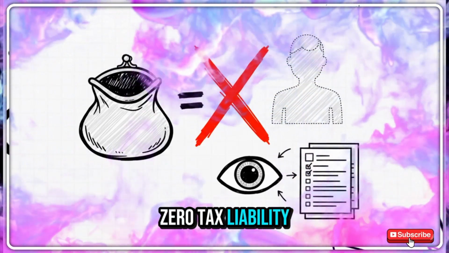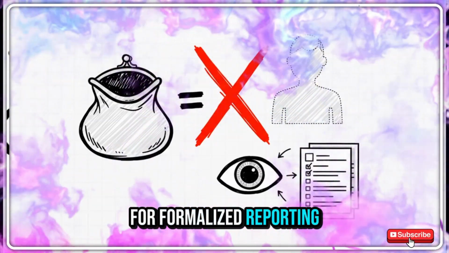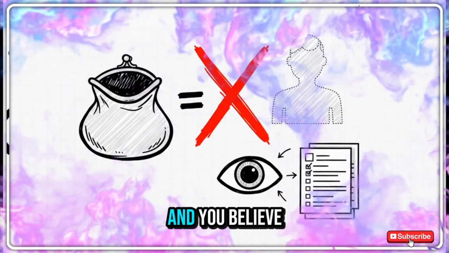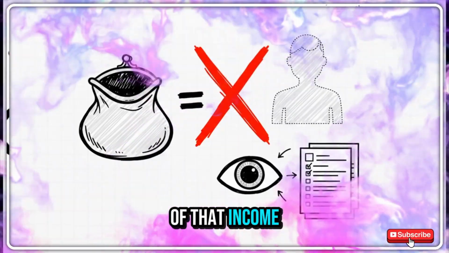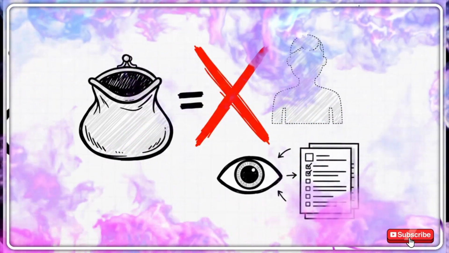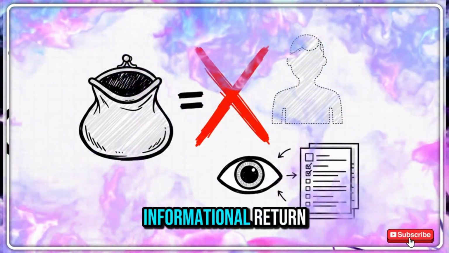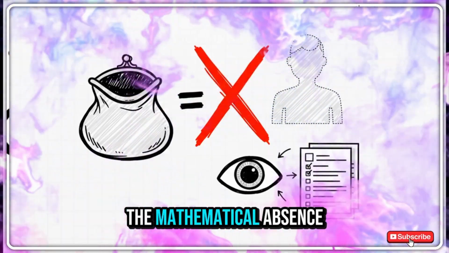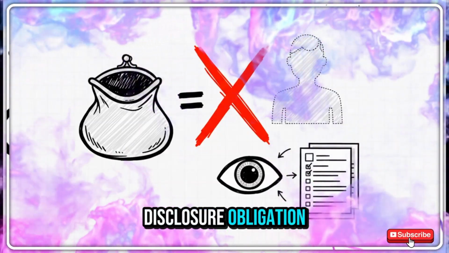Zero tax liability does not negate the statutory requirement for formalized reporting. Let's say you own an entity or you have some foreign income and you believe a treaty provision perfectly exempts 100% of that income. You might think, great, I'm effectively invisible to the system. But tax authorities, they don't do invisible. They demand an informational return to verify exactly why you own nothing. The mathematical absence of a tax bill never equals the absence of a disclosure obligation.